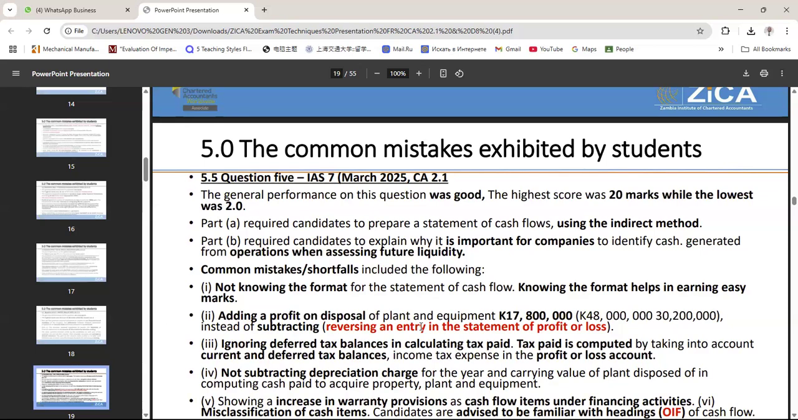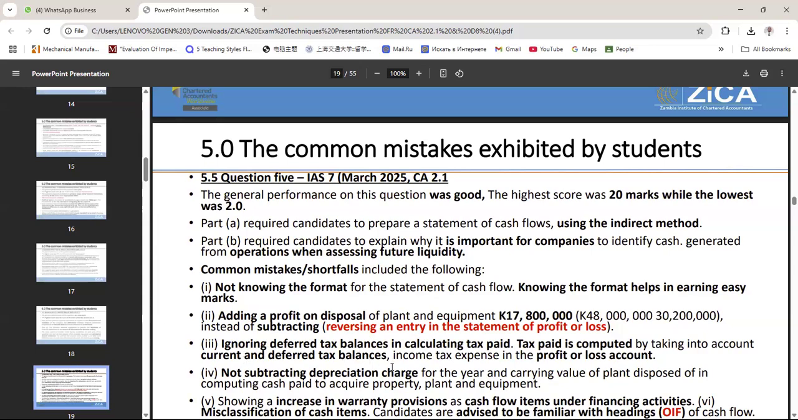If cash flow comes, they will ask you to compute deferred tax. What's the comment from the examiner? They ignored deferred tax in calculating tax. So the meaning is, when you open a working for tax paid, you have to combine both current and deferred tax. This is very, very important. Another one.